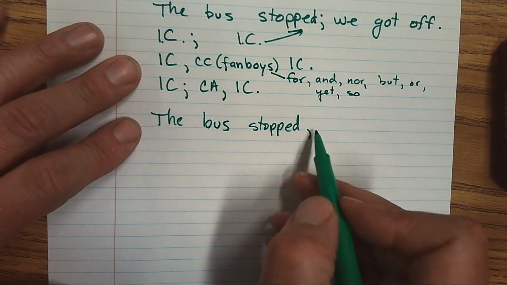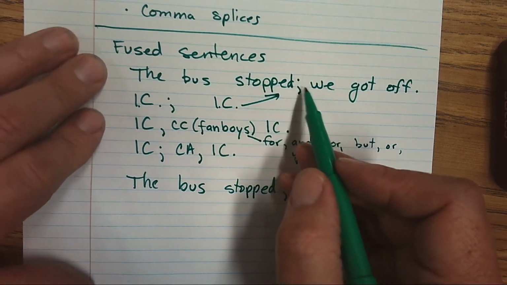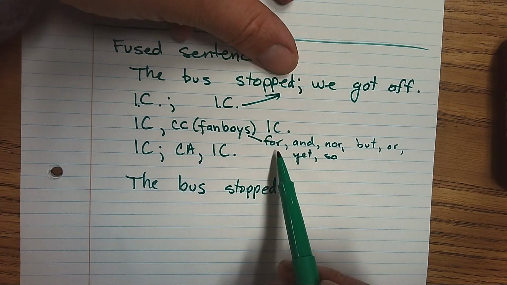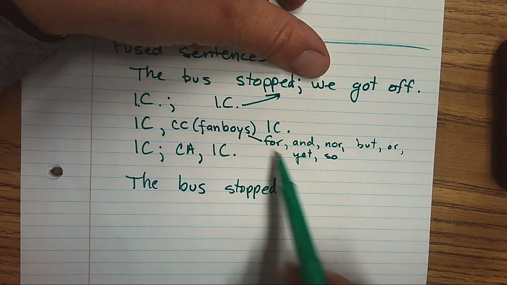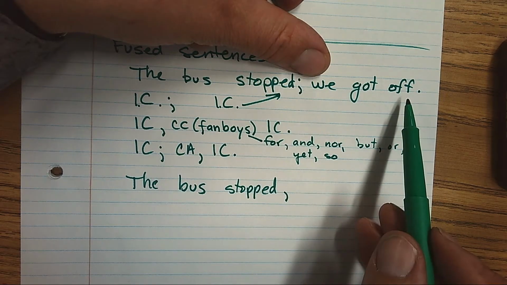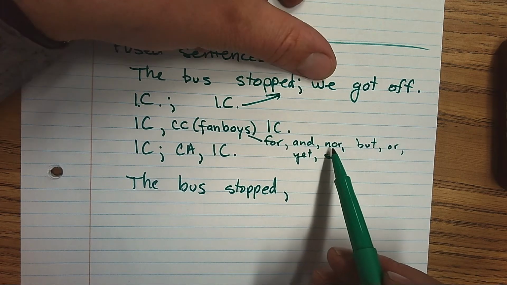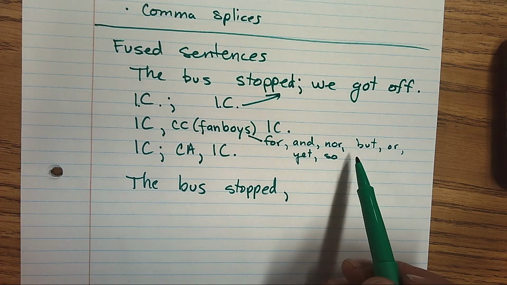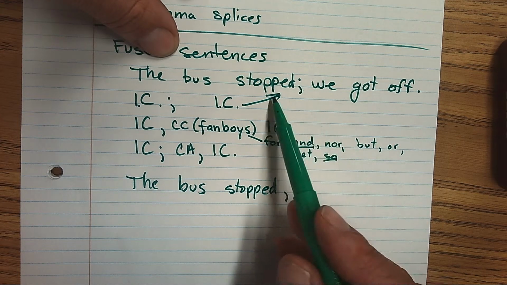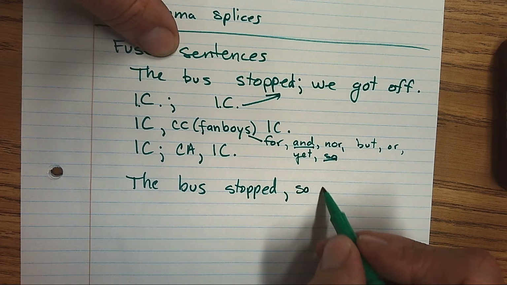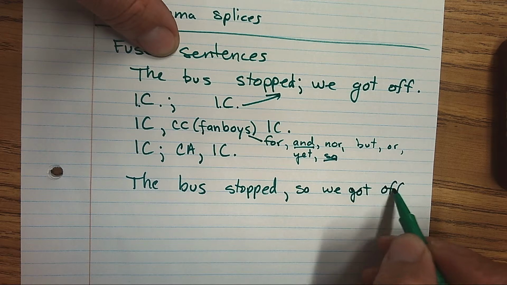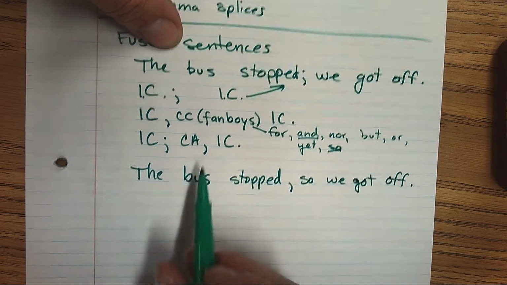Alright, so one of these is most logically going to fit in here before the we. So is it the bus stopped for we got off? Kind of makes sense. I don't know if I like for all that much as I would like so. These two are kind of similar. The bus stopped, so we got off. You don't want to just say and we got off or nor we got off. You don't want to throw any random one in there. We tend to overuse and. Since so is more logical, there's a cause and effect, we're going to use so. Okay, so that's that one.